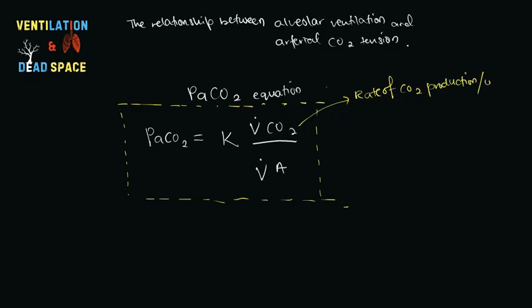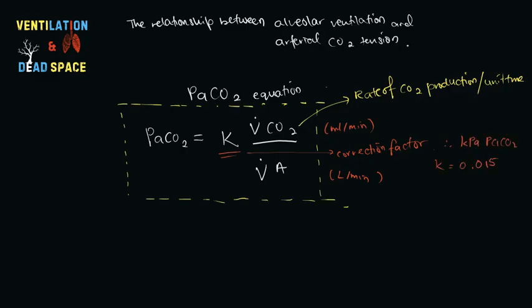VCO2 here stands for the rate of carbon dioxide production in the body per unit time. K here stands for the correction factor, because both VCO2 and VA use different units. VCO2 uses mils per minute, and alveolar ventilation uses liters per minute. So the correction factor unifies this into a single unit. So if the unit that we're interested in for PaCO₂ is kilopascal, the correction factor K is 0.015.